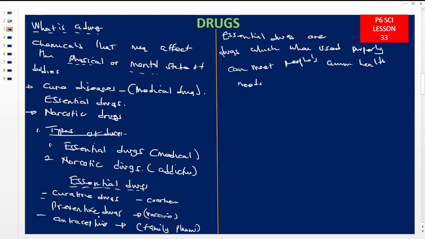So here we have forgotten one class, the painkillers. We have the painkillers which relieve pain. You have a headache, you have what? So those are painkillers. Essential drugs are the drugs which, when used properly, can meet people's common health needs. Maybe you want to cure a disease, prevent a disease, have a family plan, or reduce pain. If you use them properly, they can meet your common health need by curing the disease, by preventing a disease, and so on.